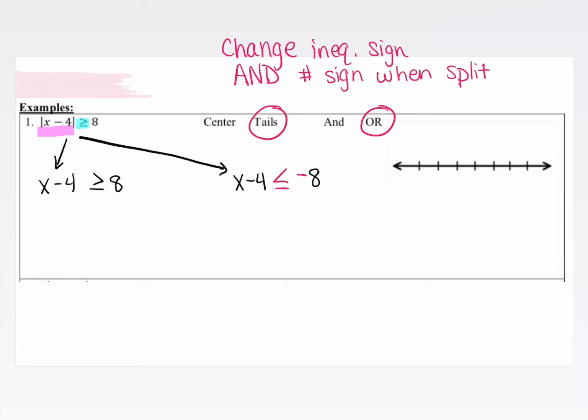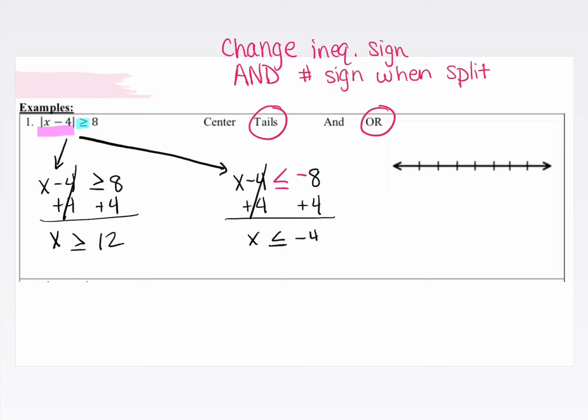So you have two things to think about with absolute value inequalities. Now we're going to go about and solve this just how we would normally with a regular inequality. So we can add 4 to both sides. Feel free to do this simultaneously with the other inequality as well. Negative 4 plus 4 adds to 0, so we're just left with x on the left-hand side. X is greater than or equal to 12, and x is less than or equal to negative 4.